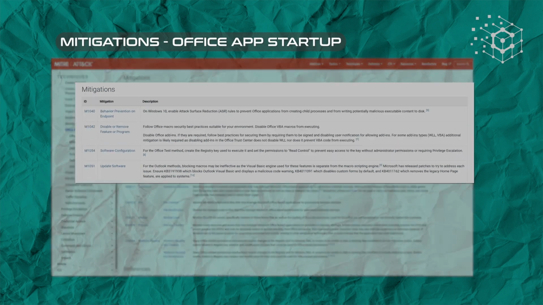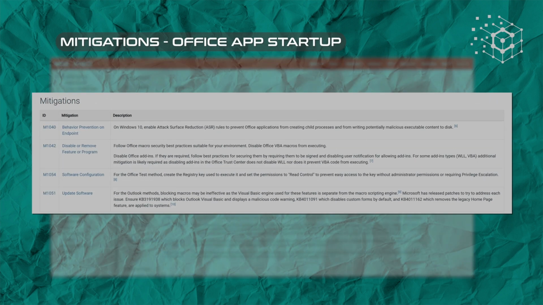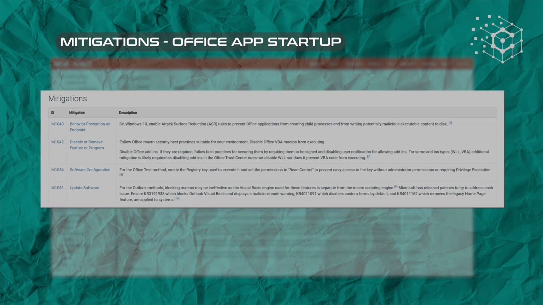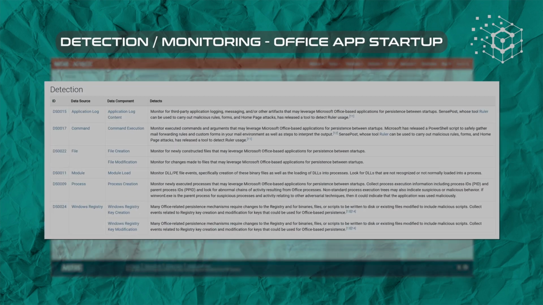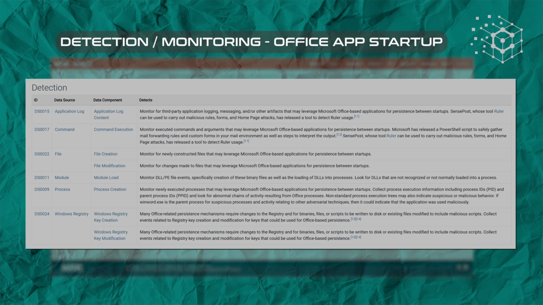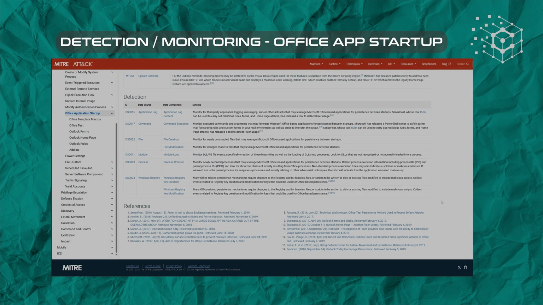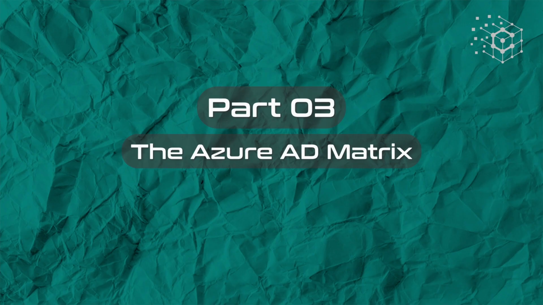Steps for mitigation are to enable the attack surface reduction rules on Windows 10 machines, to disable Office VBA macros from executing, and to always update your software, amongst other steps. For detection, it is recommended that you implement monitoring on your application logs, specifically around third parties that are leveraging Microsoft Office, and monitor for newly constructed files that may leverage the application startup features. Typically, when you're using Office 365, you're also using Azure Active Directory, or Azure AD, for account and account permissions management, which we will cover next.